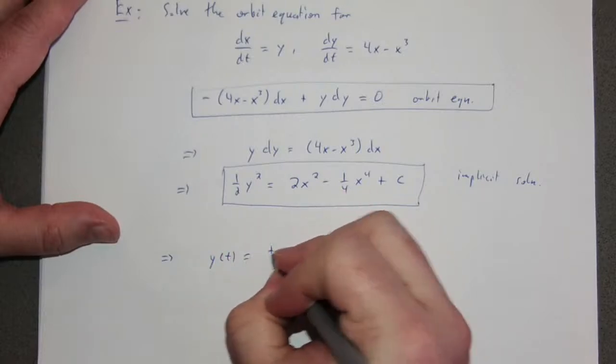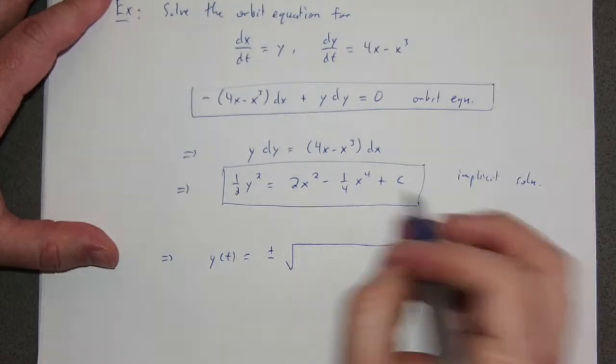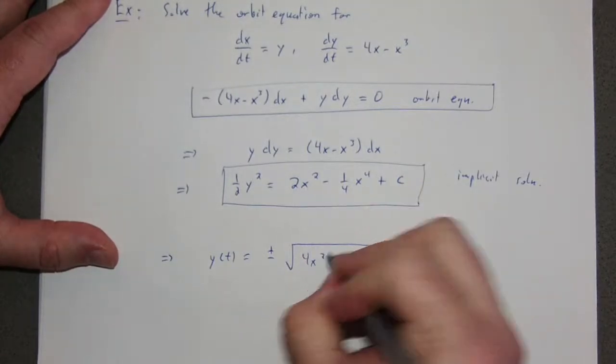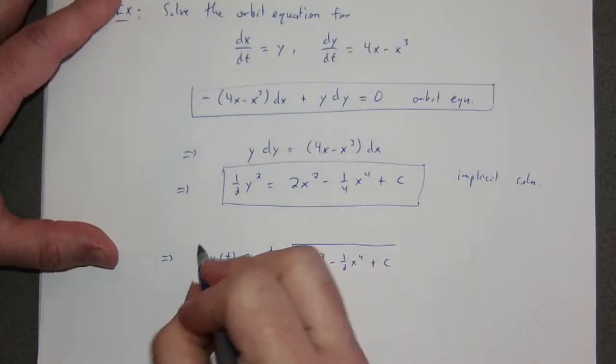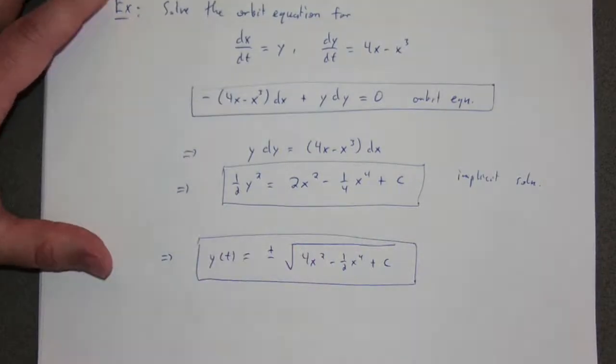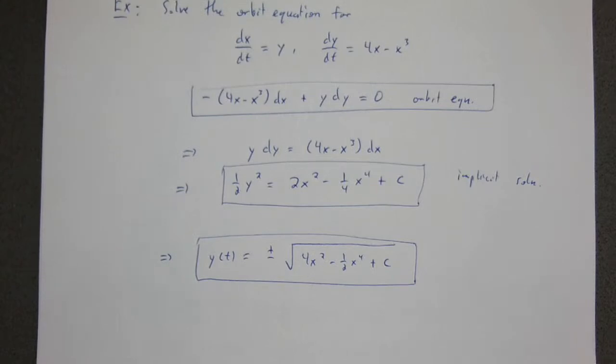I have a choice here. I can take plus or minus the root of 4x squared minus 1/2 x to the 4th plus c. Right, so y is this thing. Okay, so I get two infinite families of solutions.